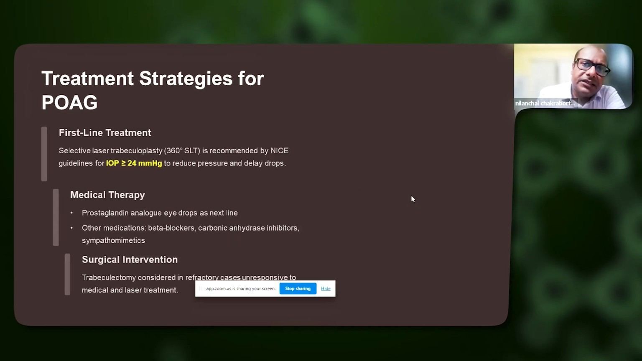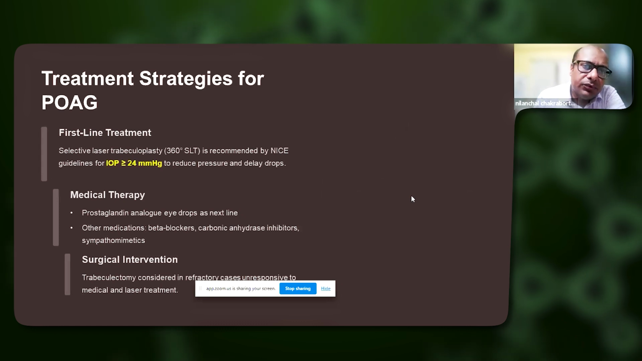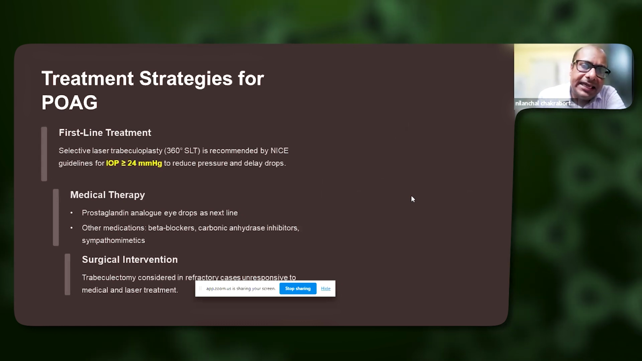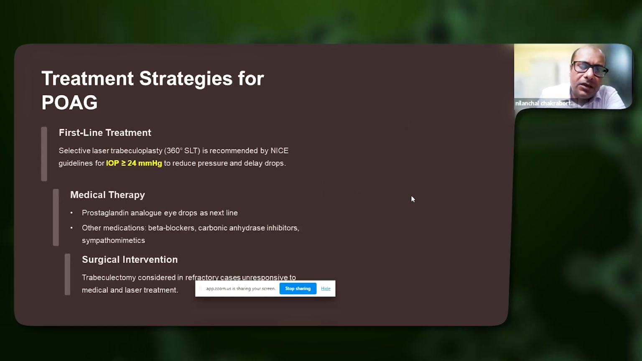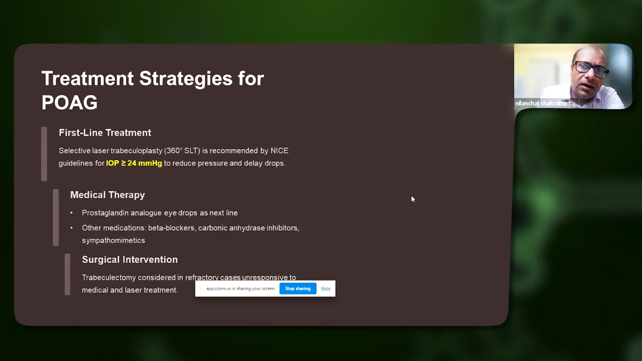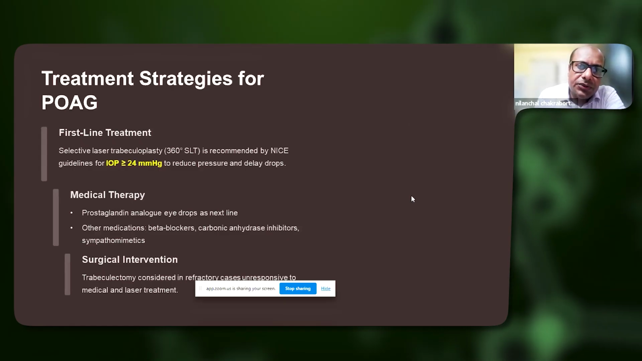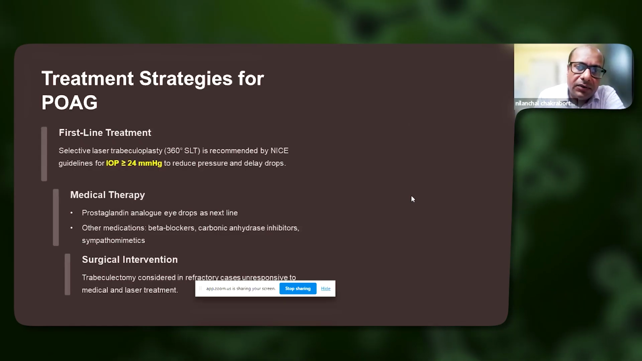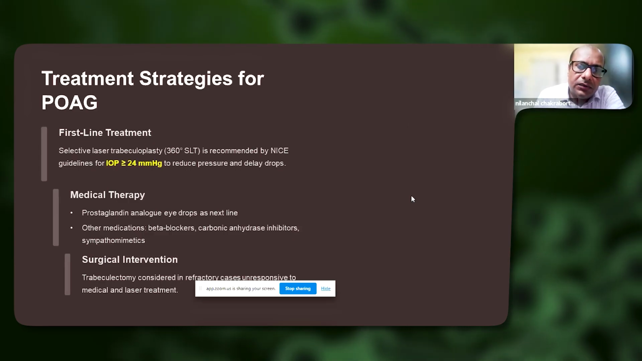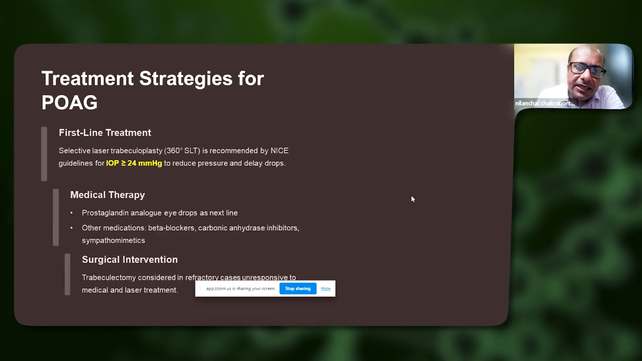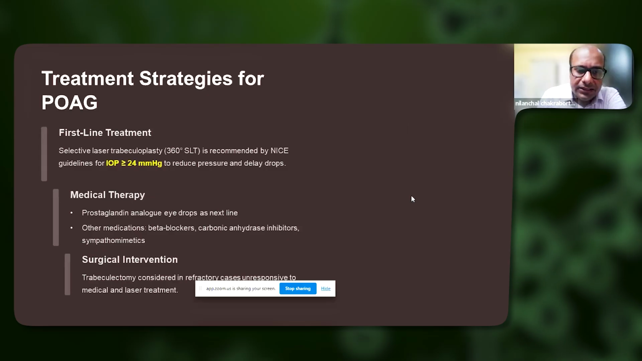If the intraocular pressure, as per the NICE guideline, is more than 24 millimeter mercury, we say that the intraocular pressure is high. Prostaglandin analog usually comes after the timolol. Otherwise, surgical intervention is sometimes needed in terms of trabeculectomy.